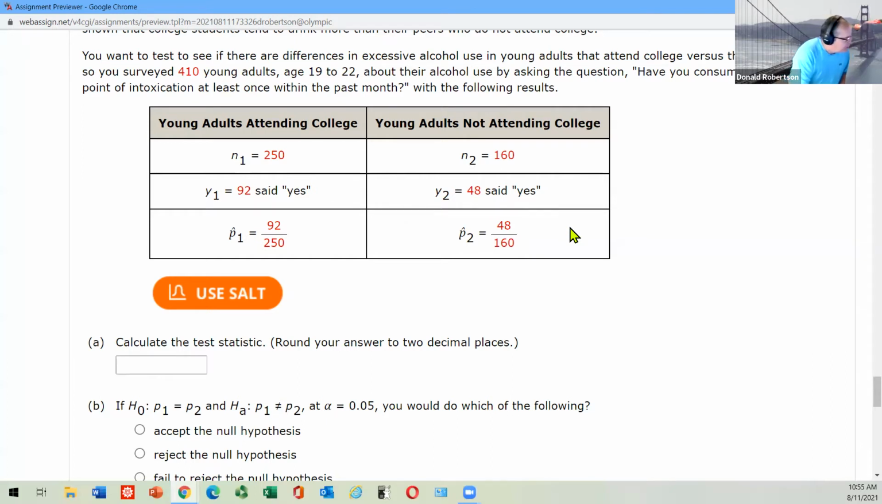So I'm going to have to take note of all these numbers. Essentially, the numbers I need are 92 out of 250 for the first group. That's the college students. And then the second group is 48 out of 160 drink too much. And that is the second group. And then I'll do the test statistic, which is the Z-score. So use Salt.